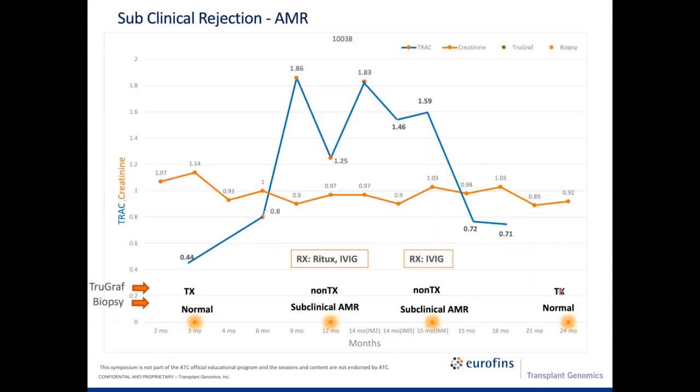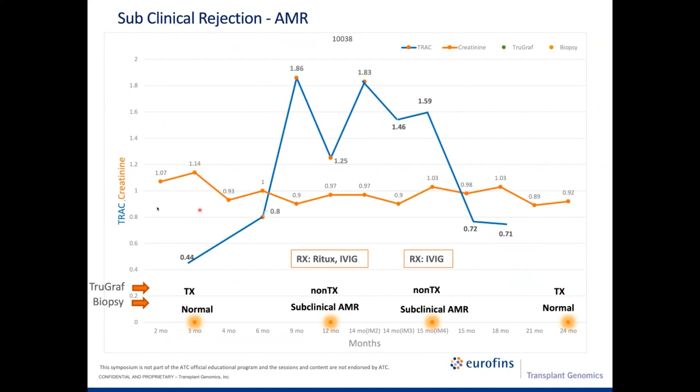So now what I want to do is walk through a few actual patient examples to see how biomarkers can be used in managing stable patients. And I'm combining this here with the TruGraf test, another test called the TRAC test, which is a cell-free DNA assay. And so this patient, this is an example of subclinical rejection, subclinical AMR.